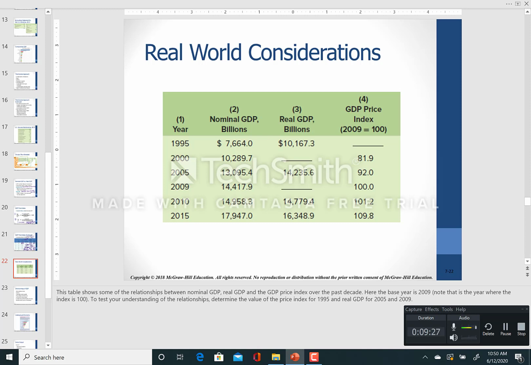You can really do this slide by yourself. I have the nominal given to me, I have the real given to me. This blank will be 7664 over 10167.3 times 100. So please use formula number 2 for price index to fill up all the blanks here.